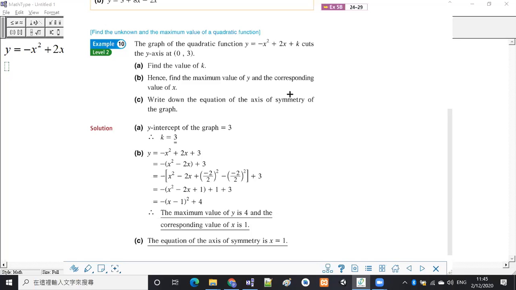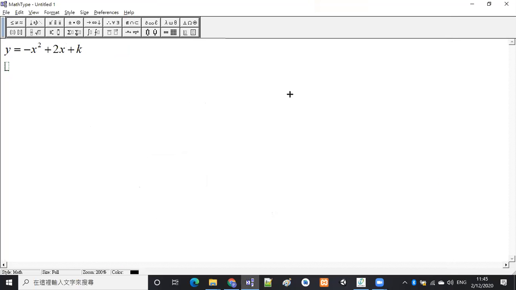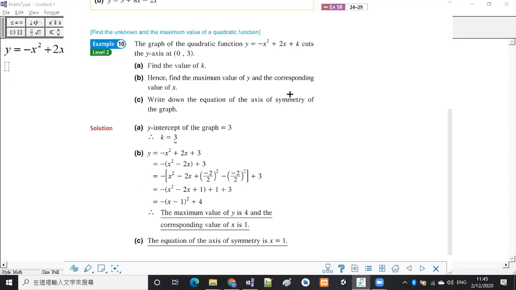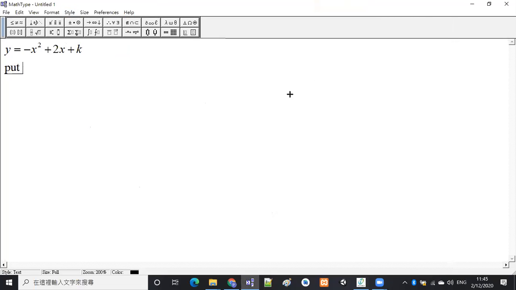We put x to be 0 and then calculate the value of y. Okay, or just put the point 0, 3 into our equation. So put 0, 3 into the equation. So 3 is equal to negative 0 squared plus 2 times 0 plus k. And then you'll find that k is equal to 3. So that is the answer of part A.